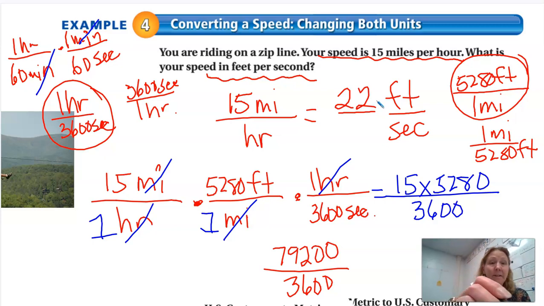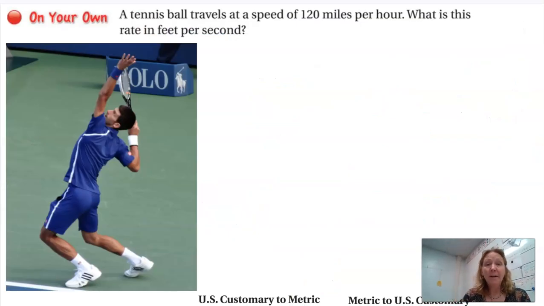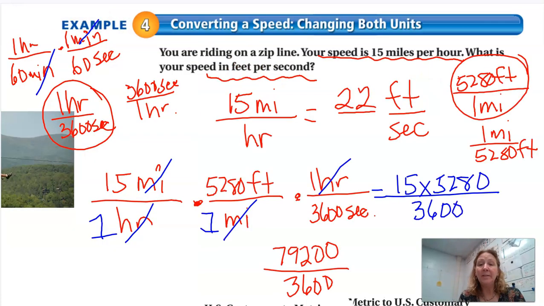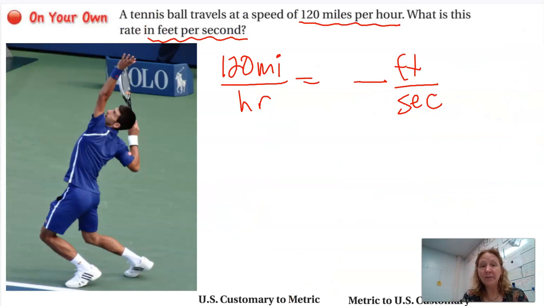Okay, last one on your own. You have the information that a tennis ball travels at 120 miles per hour. What is that rate in feet per second? So I set it up, 120 miles per hour, and I want to know how many feet per second it equals. I'm just going to point out that the conversion factors between the feet and the miles are already here, right? So you've got those. Go ahead and pause the video and try this one on your own. See how many feet per second it equals.